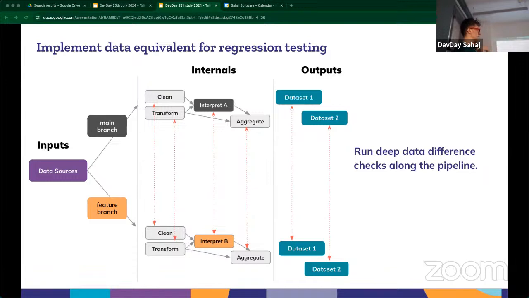And you run really deep difference checks along the pipeline. This is where the regression testing comes in. So this allows you to do some really useful things. One is it allows you to rule out that you've accidentally introduced changes somewhere you did not intend to. Say in this case, you did not target any changes in dataset 1 with your change. So that should turn green. There should be absolutely no difference there.